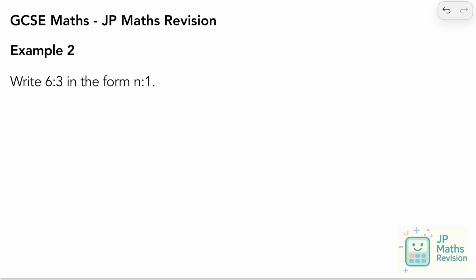Here's another example. We need to write 6 to 3 in the form n to 1. So we have 6 to 3 and we need to force this part to be a 1. So in order to get that to be a 1, we need to divide by 3. So I need to divide this part by 3 as well, and we end up with 2 to 1. So the answer to this question is 2 to 1.